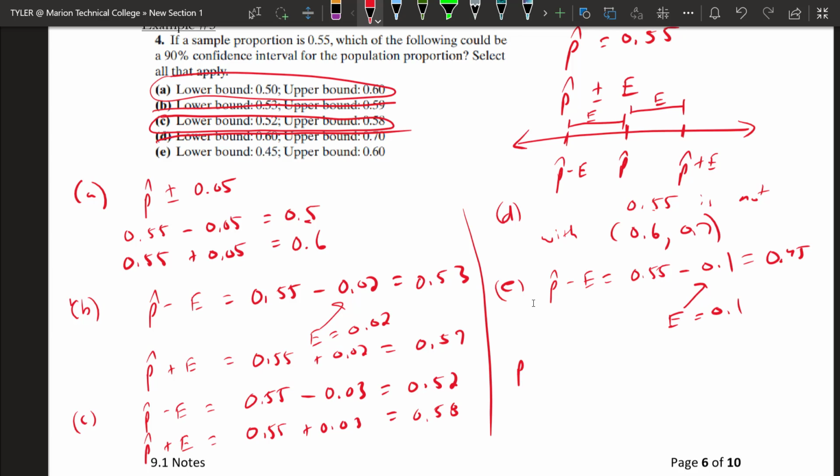So then if I take p hat plus E, this should equal the upper bound, right? So this would be 0.55 plus 0.1, which is equal to 0.65. But here the upper bound says it's 0.6, which can't be true, right? So in other words, p hat doesn't lie in the center between those two values. So that one doesn't work either, right? So the only two that could be possible are A and C, right?